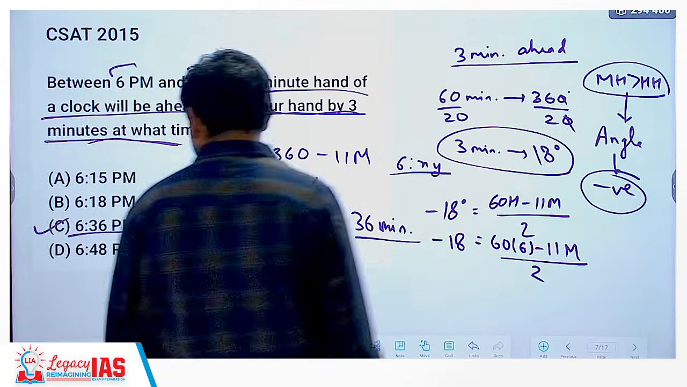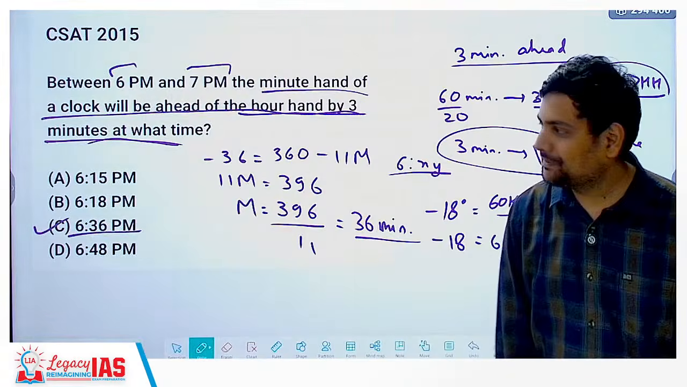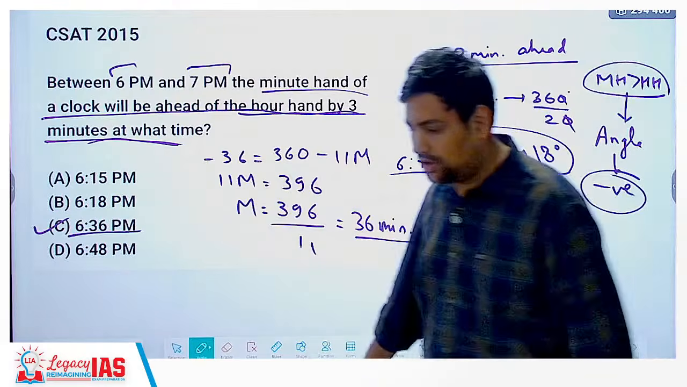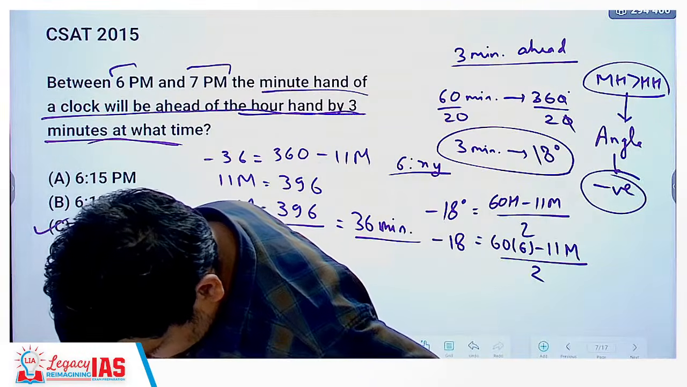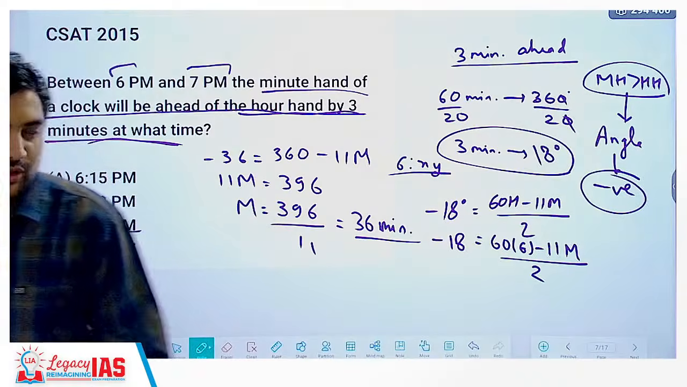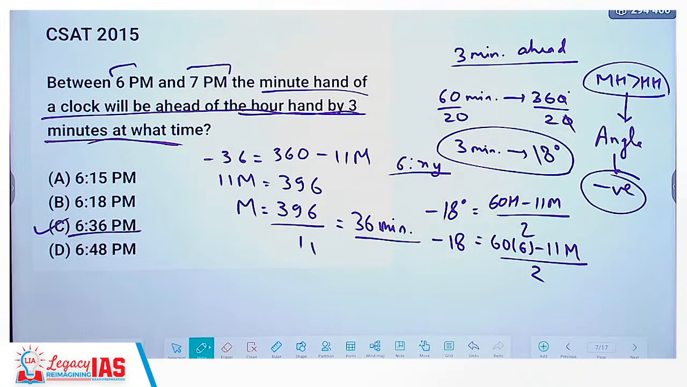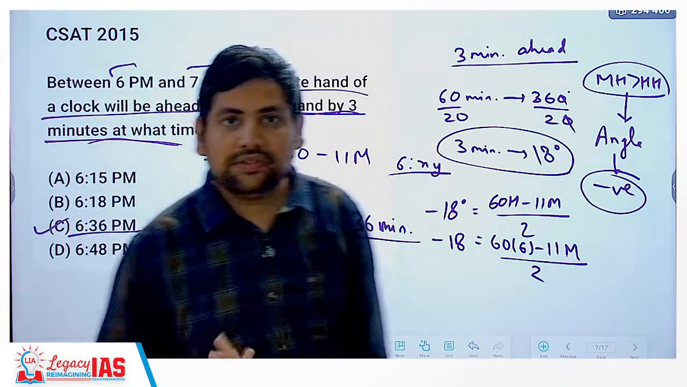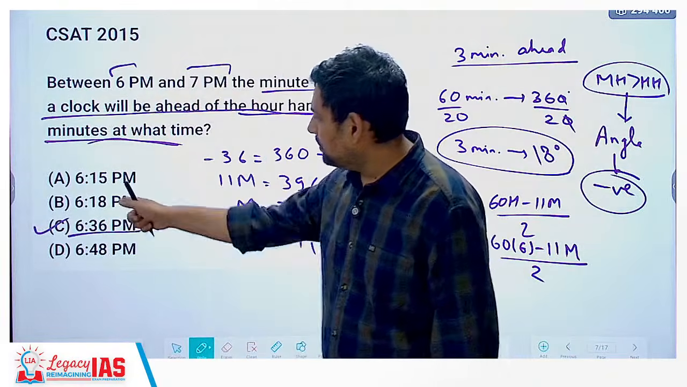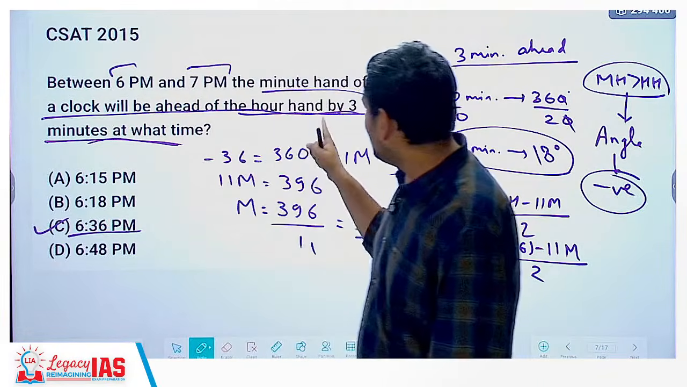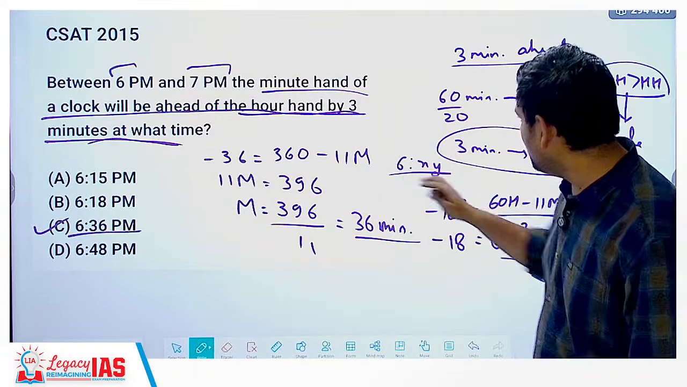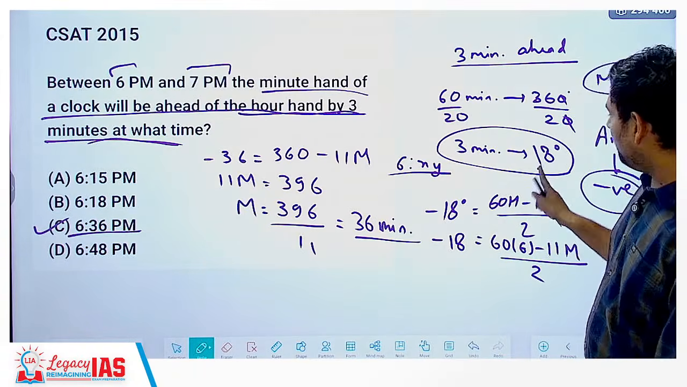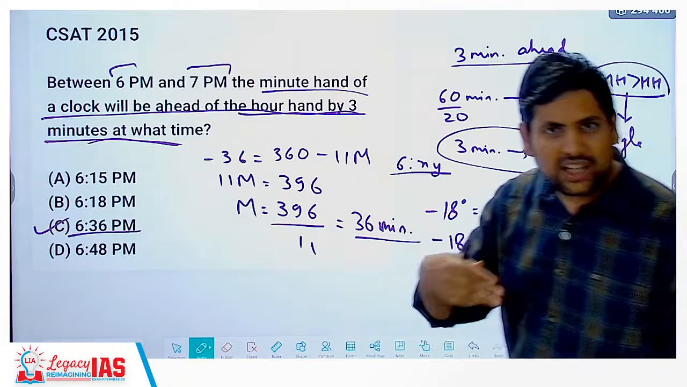Okay. Now, by the way, if you didn't want to solve all of this, you could have done this directly also without doing any calculation. How? Just by having a feel for the time. For example, ultimately you got that the difference is of 3 minutes. That means the angle difference has to be of 18 degrees. Now, what does 18 degrees look like?